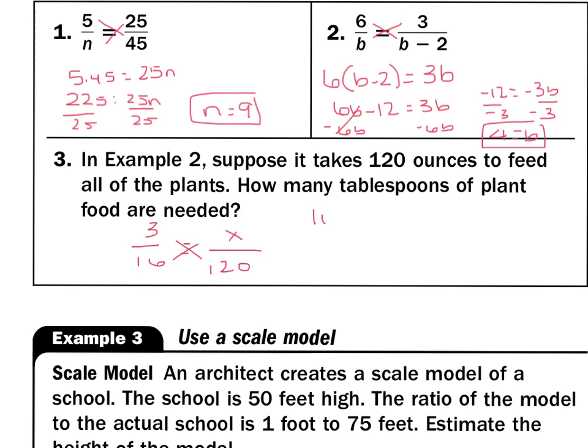So we get 16x equals 360. And then 360 divided by 16 gives us 22.5. So we'd say 22.5 tablespoons.